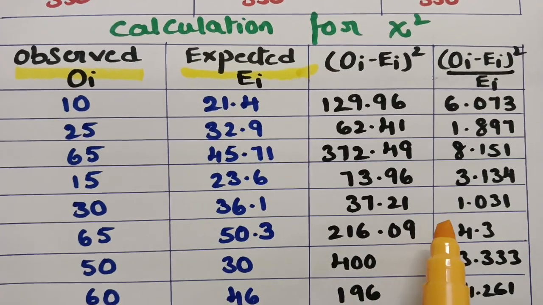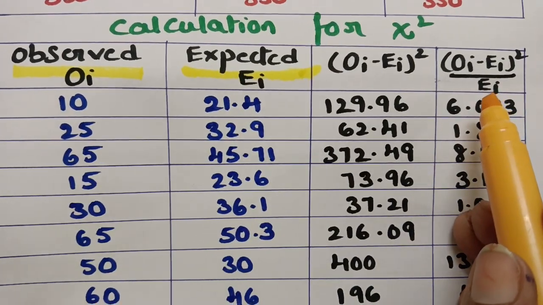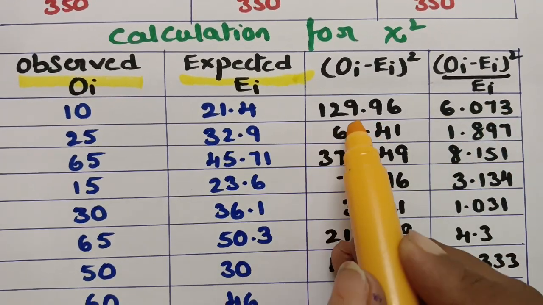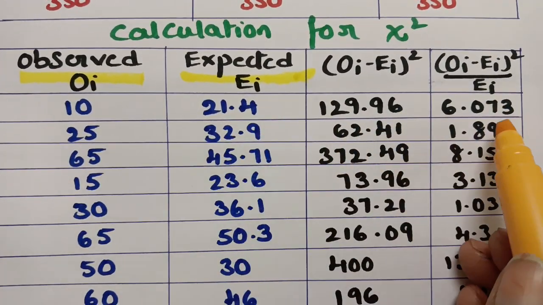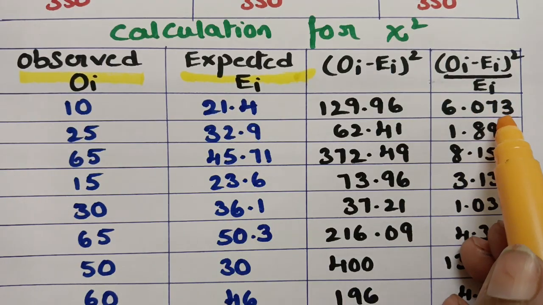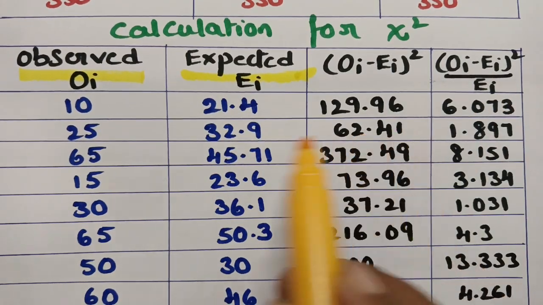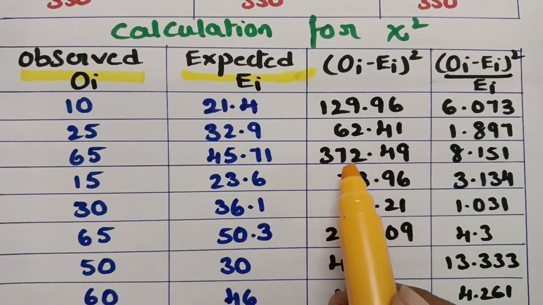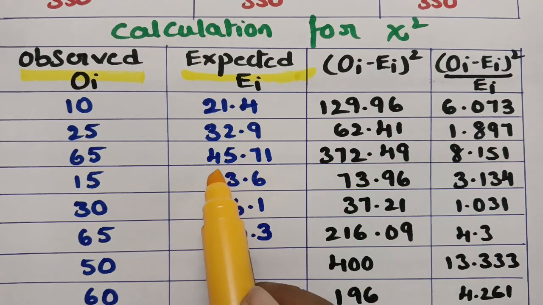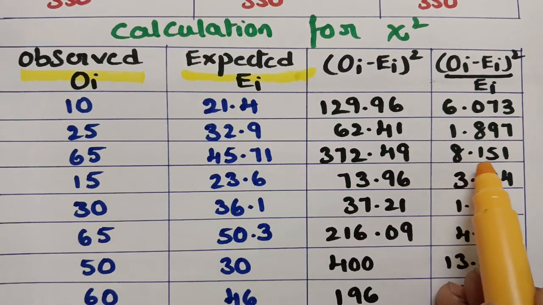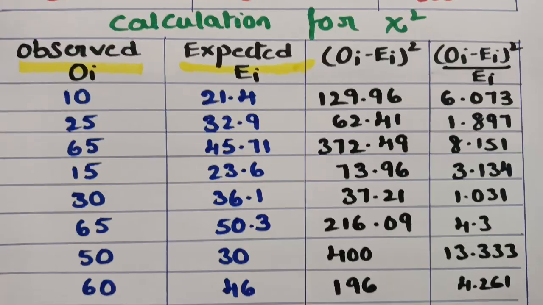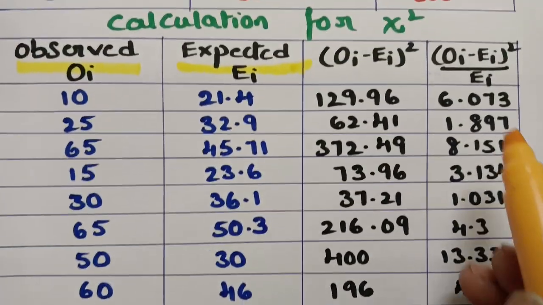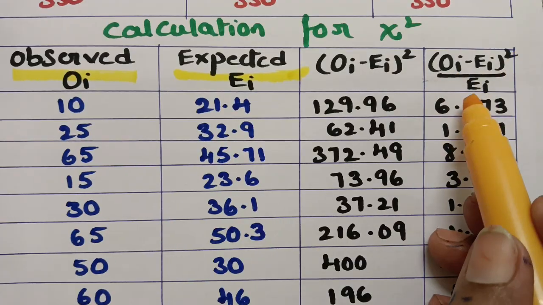And the next one is we have to make a division here, that is (OI minus EI) whole square by EI, that is 129.96 by 21.4. The value here is 6.073, and 62.41 divided by 32.9 is 1.897, and 372.49 divided by 45.71 is 8.151. Like that we have to fill this column, and this will be the grand total. So the total is nothing but sigma (OI minus EI) whole square by EI.